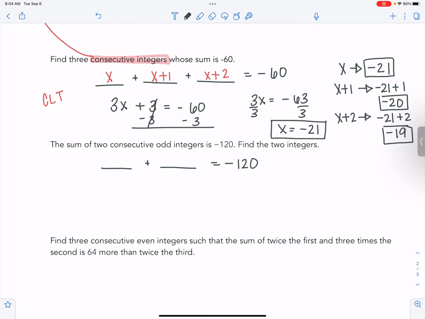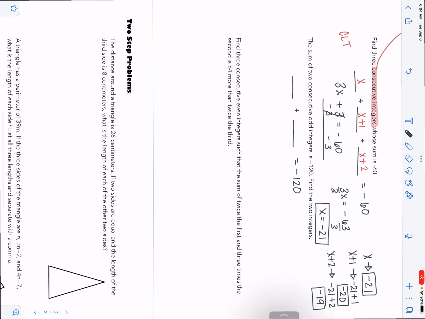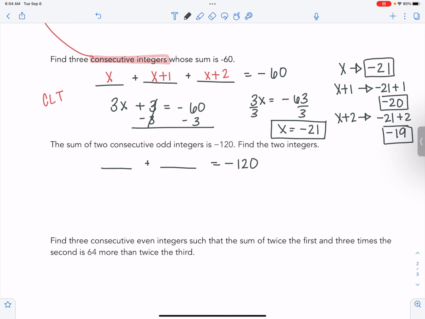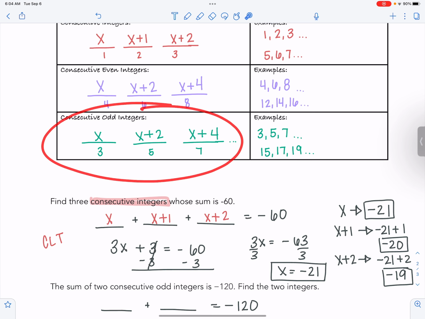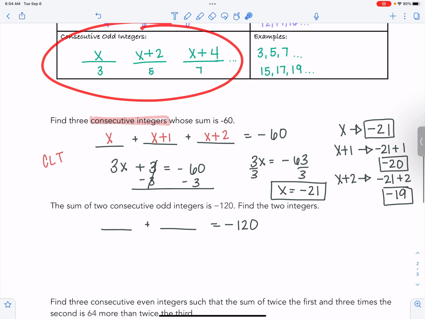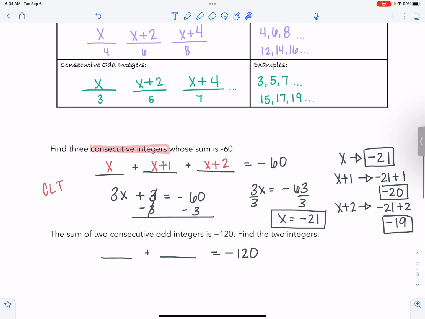Okay, the next one says the sum of two consecutive odd integers is negative 120. Now I'm looking at the third row, consecutive odd integers. Because they asked me for only two consecutive odd integers, I'm just going to use these first two.